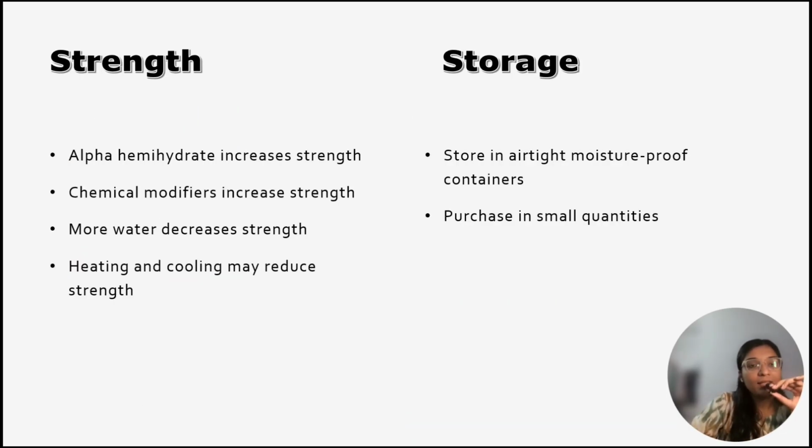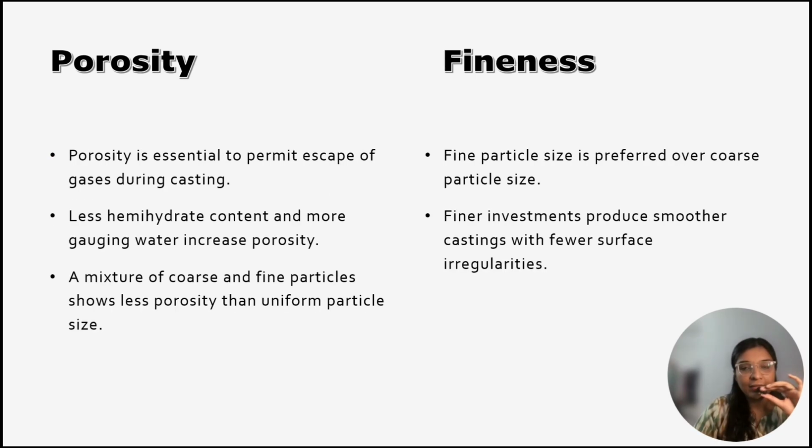Then alpha hemihydrate, which is the binder, increases the strength. Chemical modifiers also increase the strength. Water decreases the strength. And we should store the investment material in an airtight container. The porosity, as we know, is required to allow the escape of the gases during heating. A mixture of coarse and fine particles shows less porosity than the uniform particle size. And we also know that the fine particles are preferred over the coarse particles because the fine particles will give us smooth castings. So this was in detail about gypsum bonded investments.